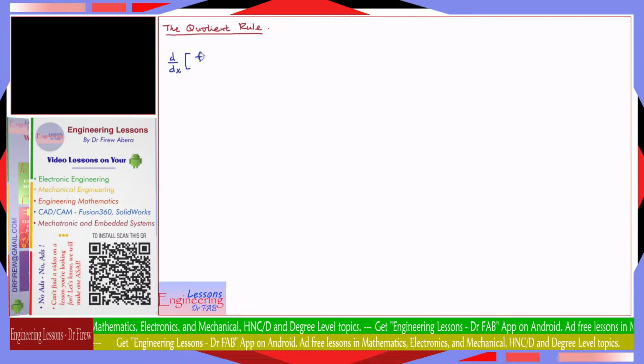The next rule we'll be looking at is the quotient rule. The quotient rule, as the name indicates, is when we try to find the derivative of the ratio between two functions. This would be d by dx of f of x over g of x. Okay. So we'll be looking at deriving what the derivative of this expression would be.